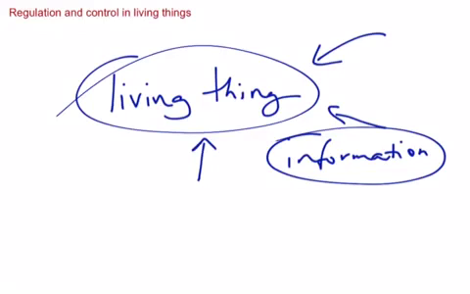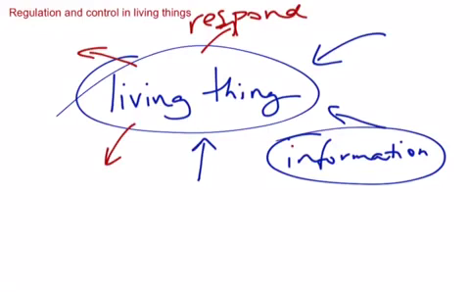And then that living thing needs to respond appropriately to be able to survive in that environment. So it needs to gather information and then it needs to be able to respond. So for a living thing to be able to do this and survive successfully, it must have various systems in place to help it to do this.